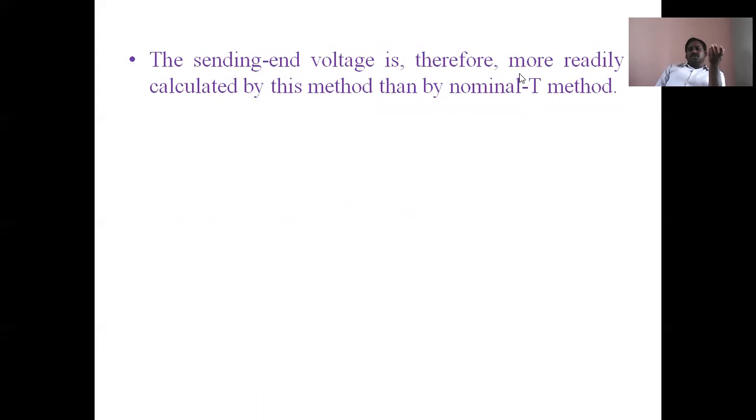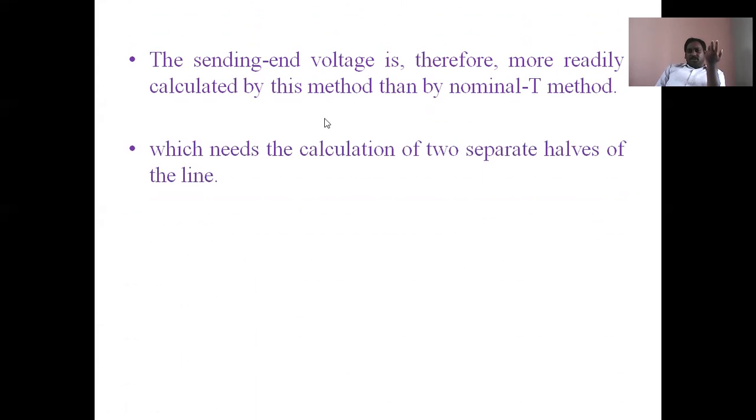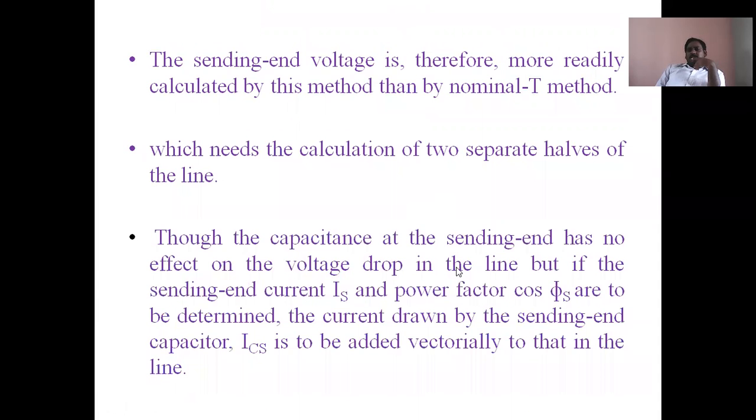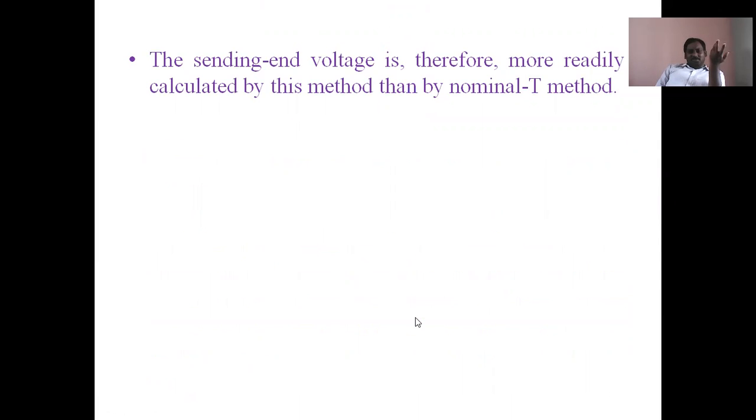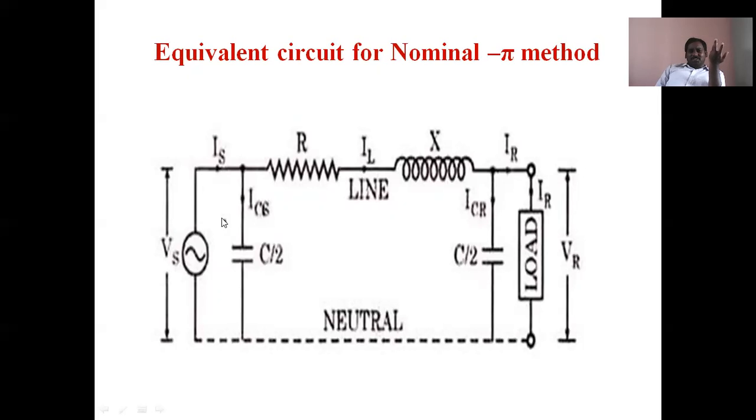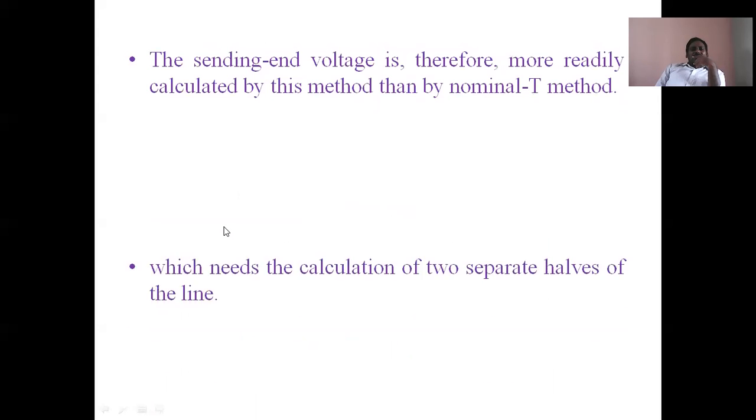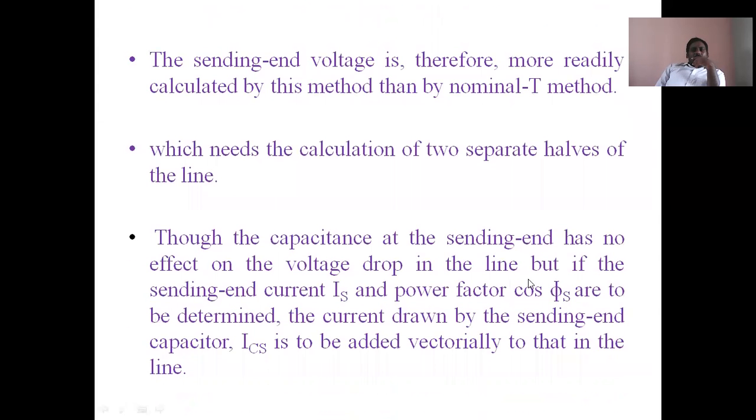The sending end voltage is therefore more readily calculated by using the nominal T method, which needs the calculation of two separate values of the line current and capacitance, and the sending end capacitor has no effect on the voltage drop in the line. That means there is no voltage drop, there is no resistance at the sending end in the line. But if the sending end current IS and power factor cos phi s are to be determined, the current drawn by the sending end capacitor ICS is to be added vectorially to that in the line.